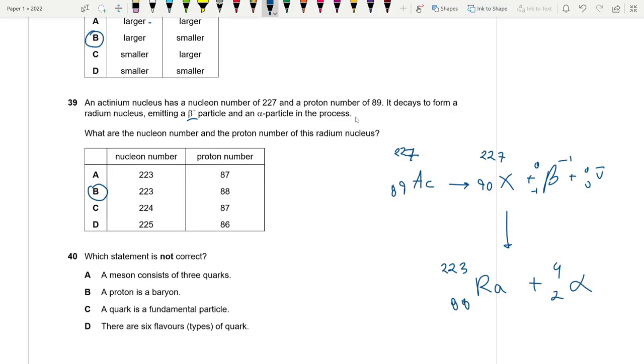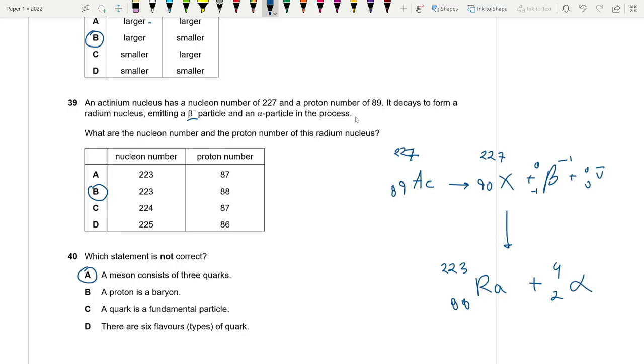Okay. You could do it either way, by the way, alpha first, then beta. It doesn't matter. Which statement is not correct? A meson consists of 3 quarks. This is wrong. A meson consists of 2 quarks, a quark and an antiquark. A baryon consists of 3 quarks. Okay, that's why A is wrong.